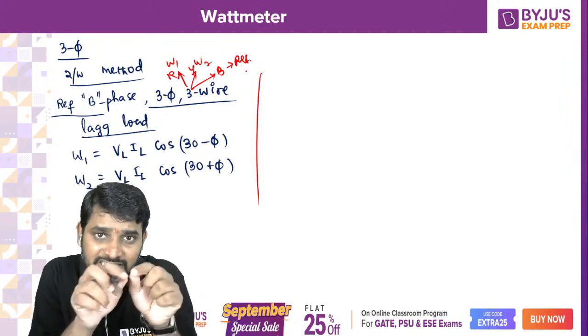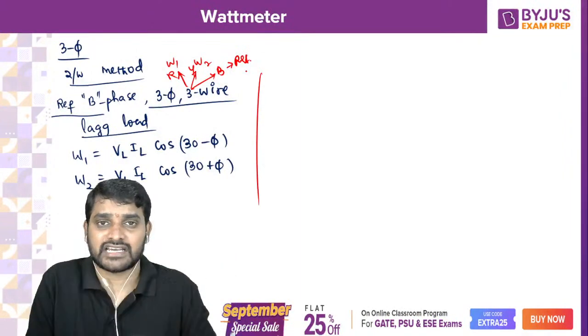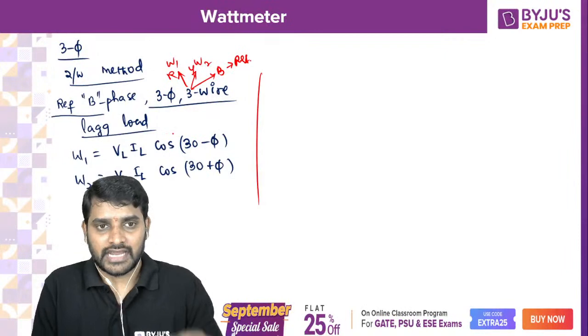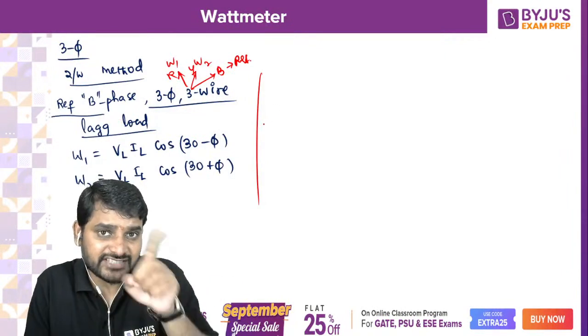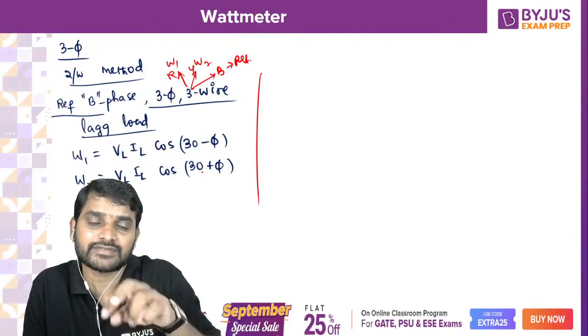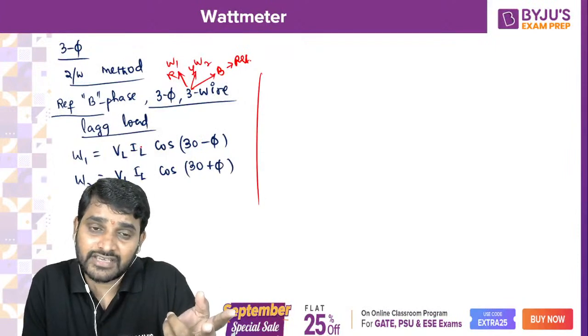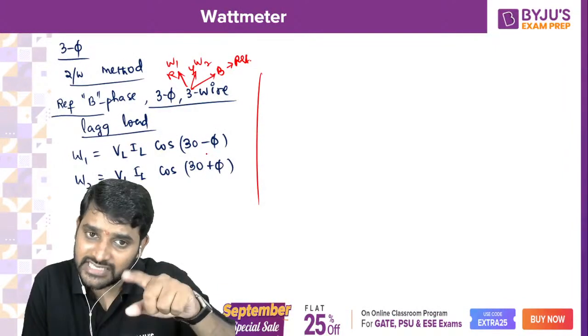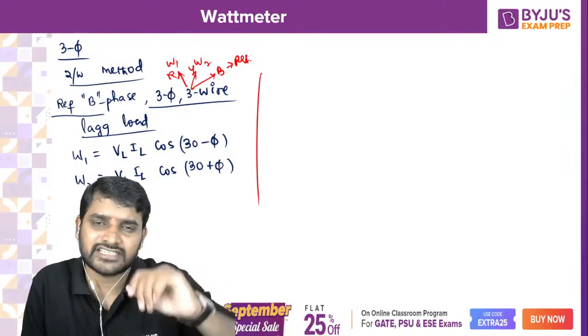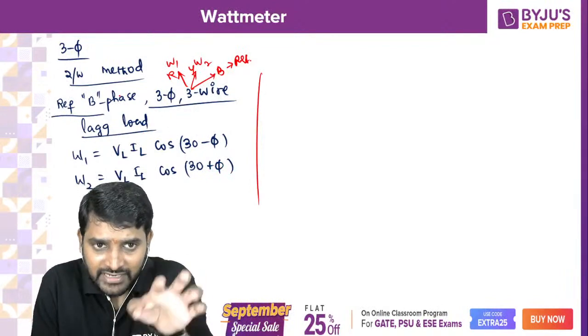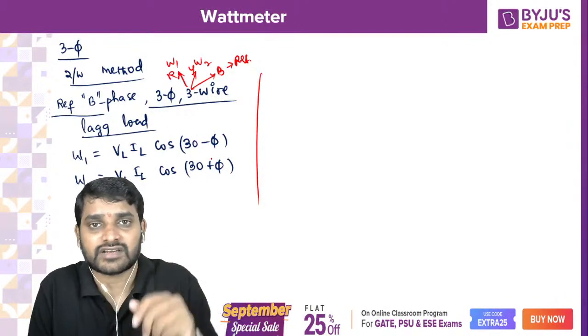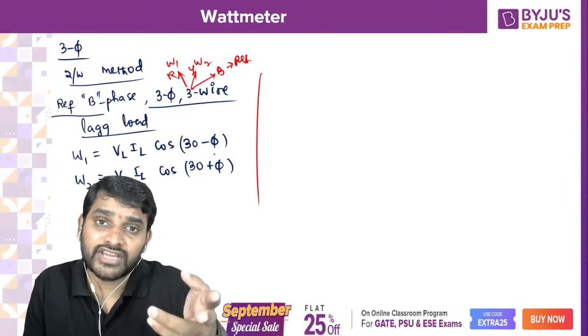So through this reference path, pressure coil finishing terminals are connected. Now if the reference phase is changed, the wattmeter readings will change. If the load nature is changed, these wattmeters will be reversed. If any one is changed, the wattmeter readings will change. If both are changed, no change.